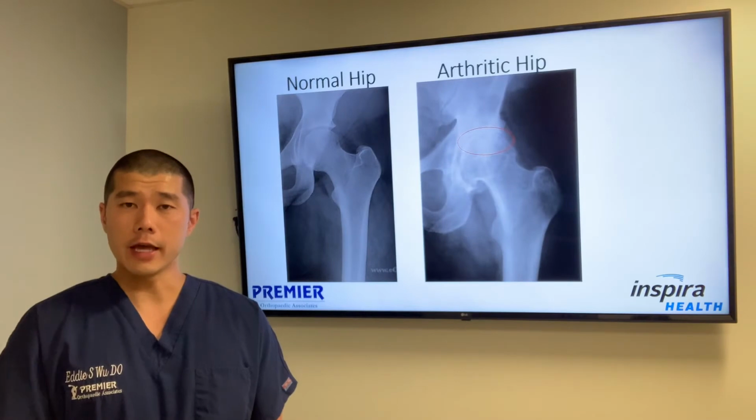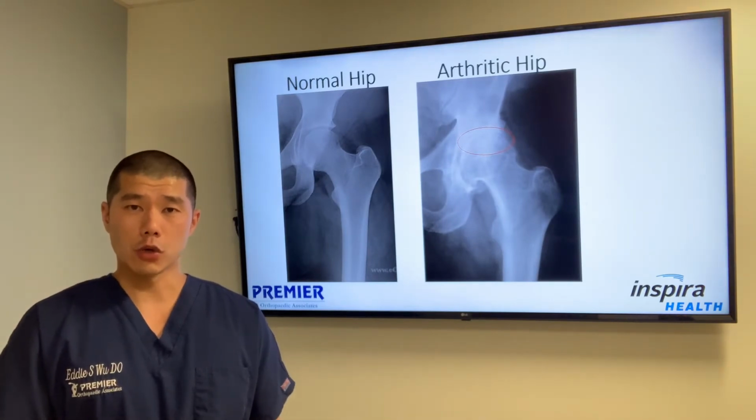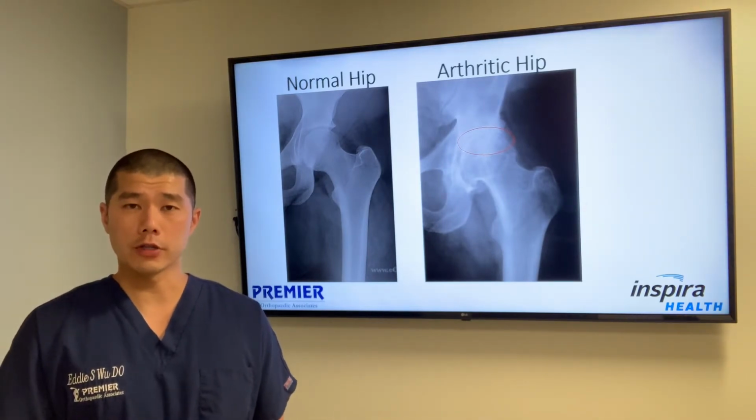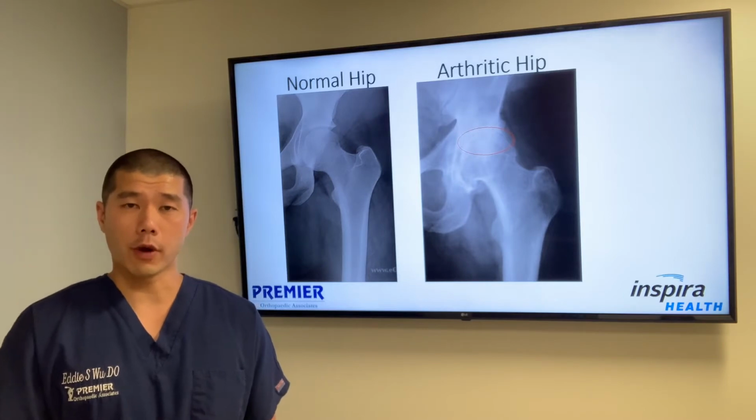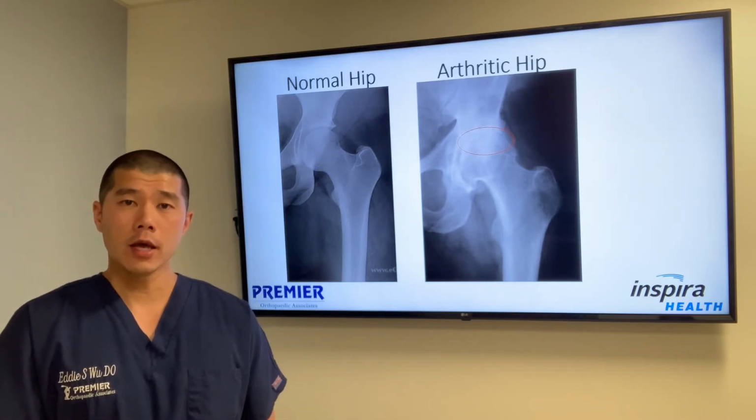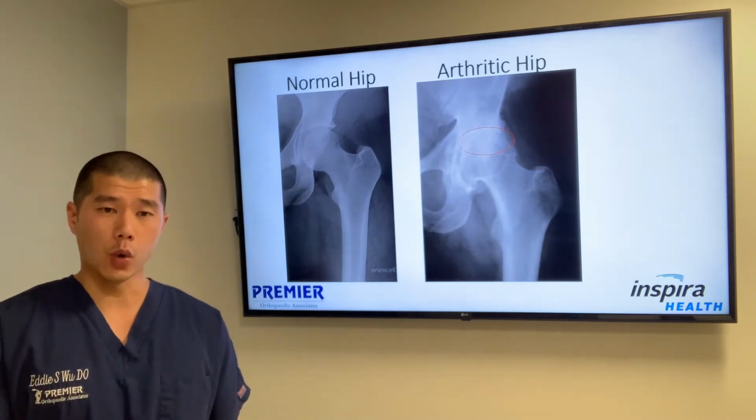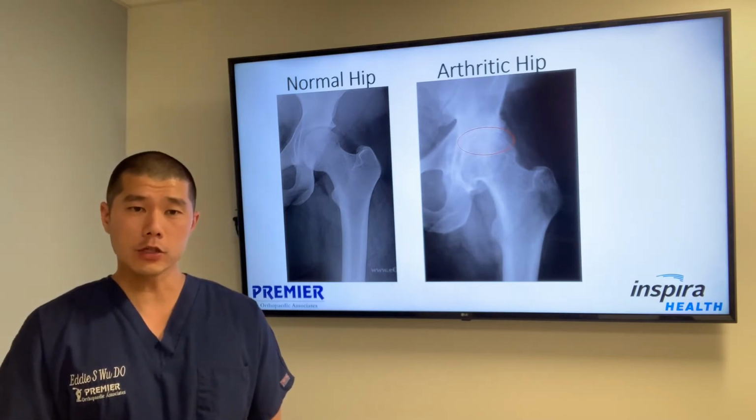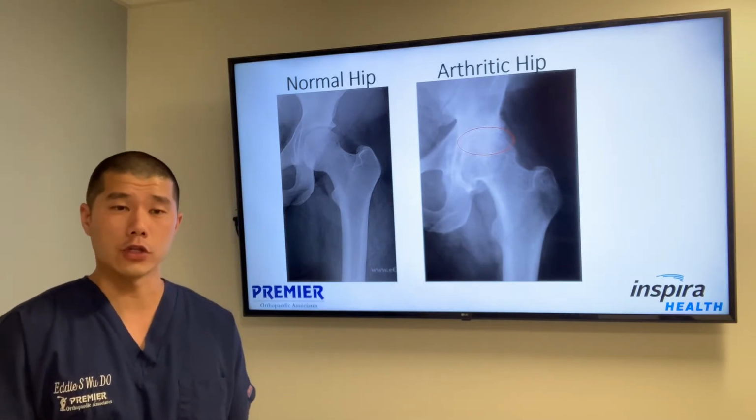Very similarly on the hip, the ball and socket is also coated with cartilage to allow a smooth articulation. In arthritis, that cartilage is broken down, and as you can see on your right, the joint surface is decreased when compared to the picture on the left, which is a normal hip x-ray.